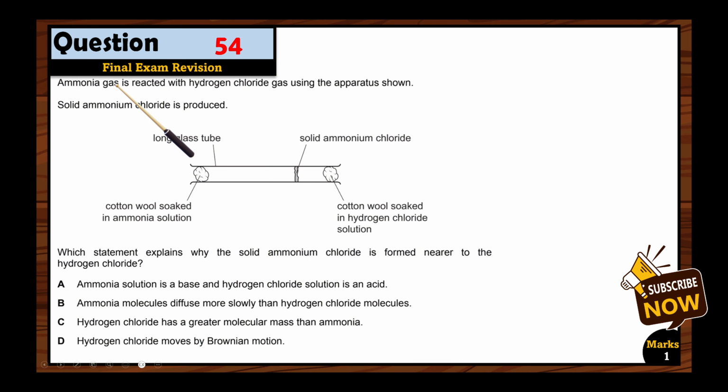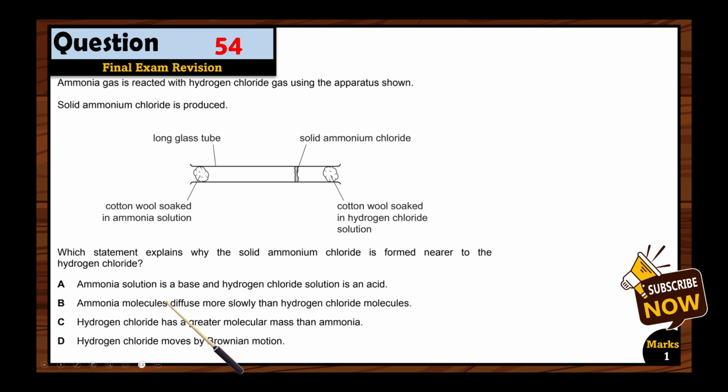Question number 54. Ammonia gas is reacted. Again, the same question: solid ammonium chloride is produced, right? We can see here. Which statement explains why the solid ammonium chloride is formed near the hydrogen chloride? Why did it form near the hydrogen chloride? First, ammonia solution is a base and hydrogen chloride is a... no, of course, this question is all related to diffusion. So we have to find the option that is related to diffusion.